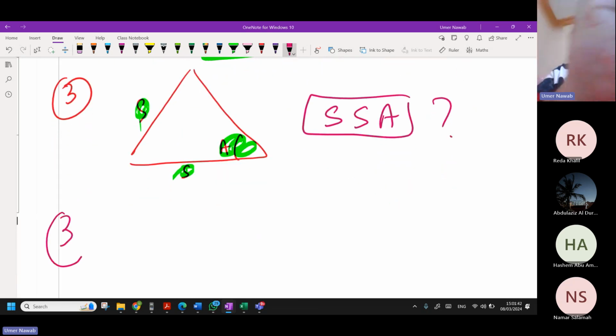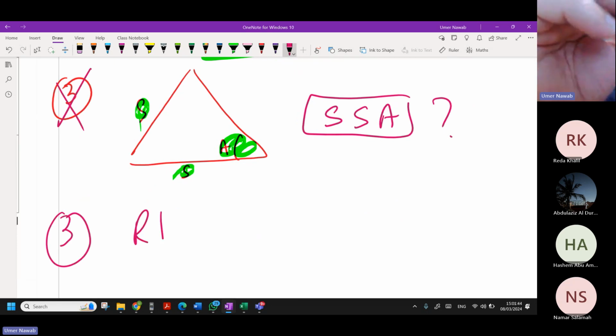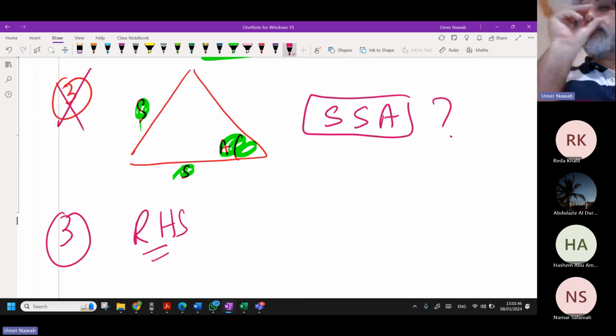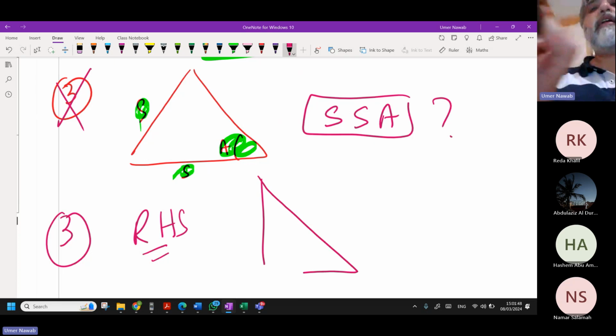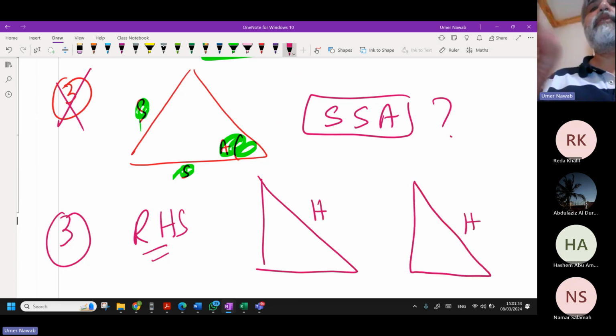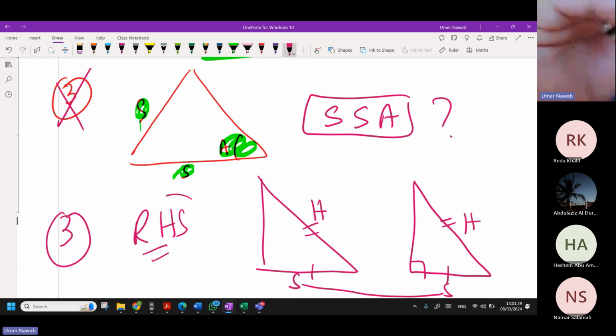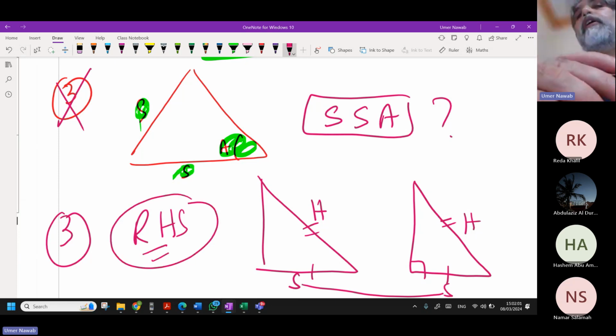But you need to know the third one, which is the RHS property. The RHS property is, if a triangle is a right angle triangle, and the hypotenuse is the same as the hypotenuse of this one, and one of the sides is the same as this side, then with the RHS property, you say that the two triangles are congruent.